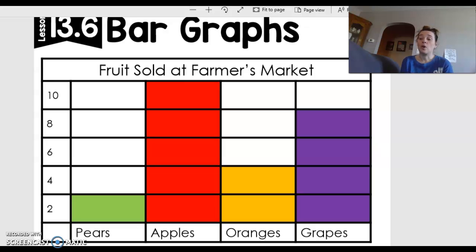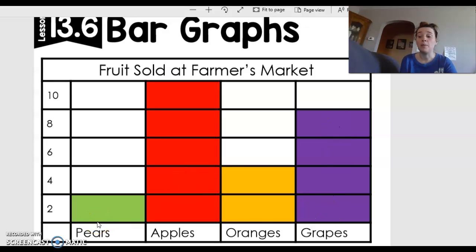A bar graph uses bars or rectangles. If you look right here, this is a rectangle. It uses rectangles to show different amounts. Each of the bars on the graph stands for data. The bars on a graph can go vertically up and down, or they could go horizontally side to side. If you look at this graph that I'm looking at right now, it goes vertical. Each set of data goes up and down.